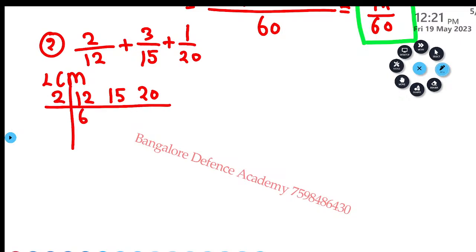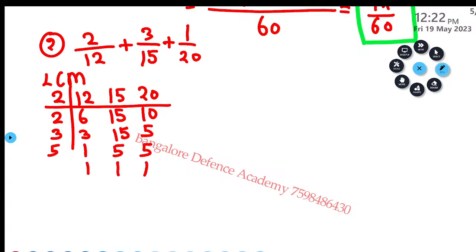2 6s are 12, 15 is not there, 2 fives are 10. Now 2 threes are 6, 15 is not there, 2 fives are 10. Now again you take 3, 3 ones are 3, 5 fives are 5. Now you take 5, 1, 1, 1. So 5 threes are 15, 15 into 2 is 30, 30 into 2 is 60. You get the same number here, 60 LCM.